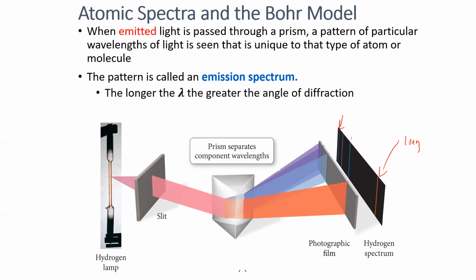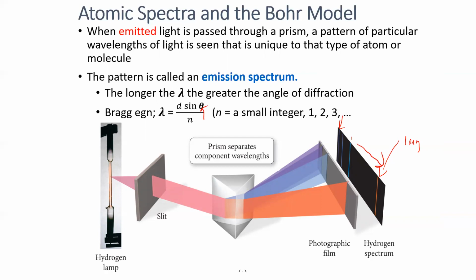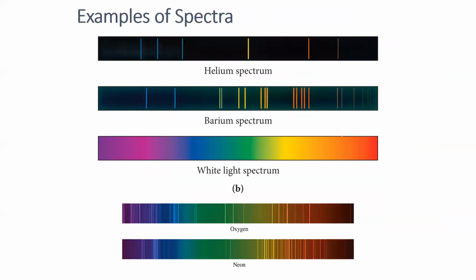Now, the longer the wavelength, the greater the angle of diffraction. This is seen in Bragg's equation, where wavelength is directly proportional to theta, which is the angle. And again, because red is a longer wavelength, there is a larger angle of diffraction, or you can think of it as a larger separation from the other lines in the emission spectrum. The shorter wavelengths, like violet and blue, are closer together.